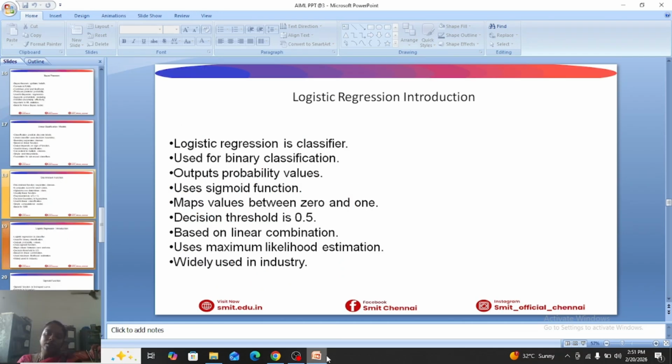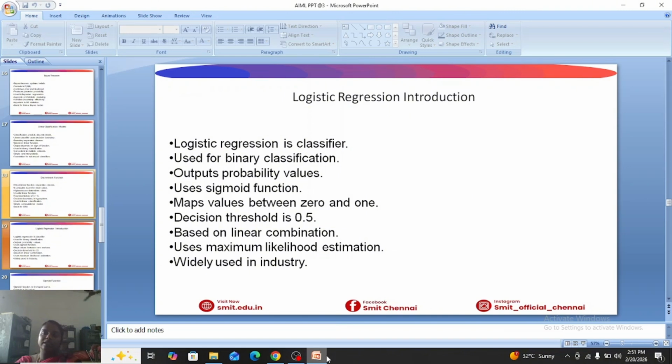Moving on to Logistic Regression Introduction. It is a classifier used for binary classification. It is called regression, but it is mainly used to predict categorical outcomes. It uses the sigmoid function, z equal to omega transpose x plus b.